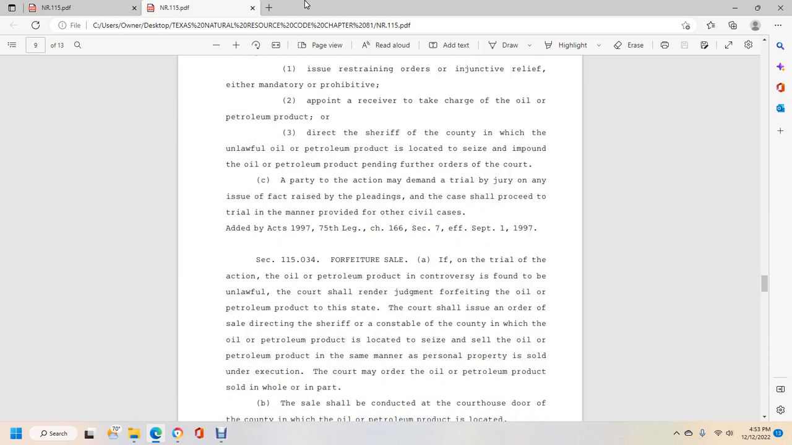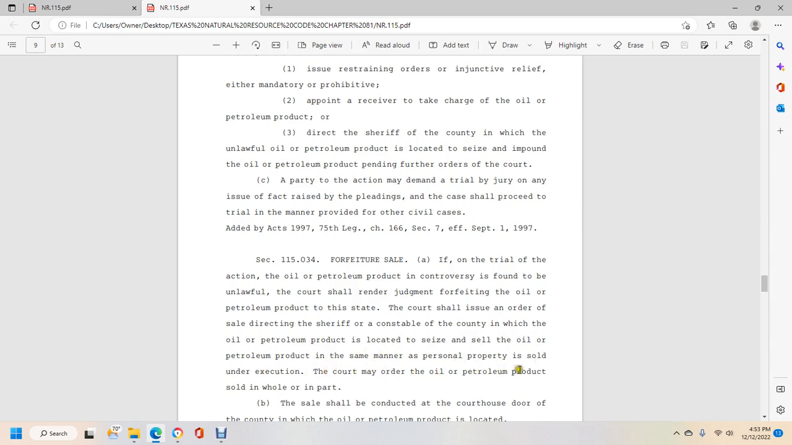Section 115.034, Forfeiture or Sale. If found in the trial of the action that the oil or petroleum product is unlawful, the court shall render judgment forfeiting all of the oil and petroleum product to the state. The court shall issue an order directing the sheriff or constable of the county in which the oil and petroleum product is located to seize and sell the oil and petroleum product in the same manner as personal property sold under execution.